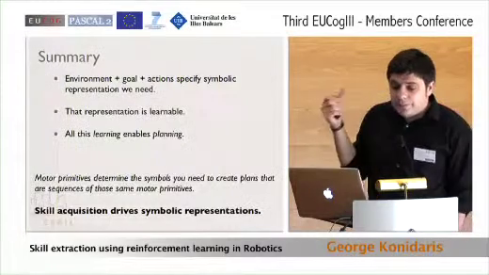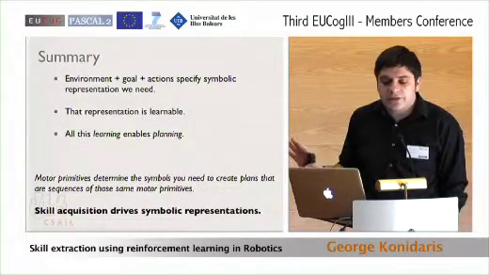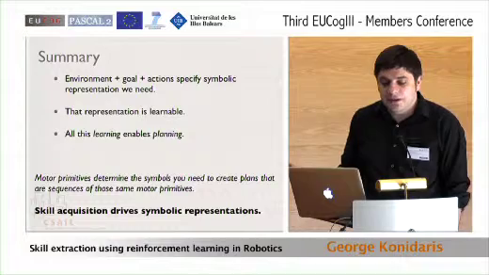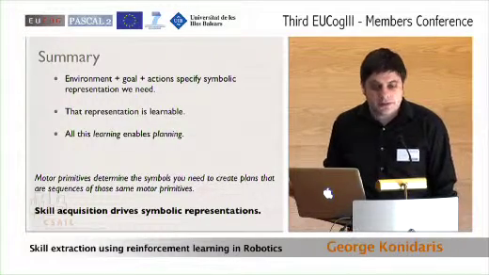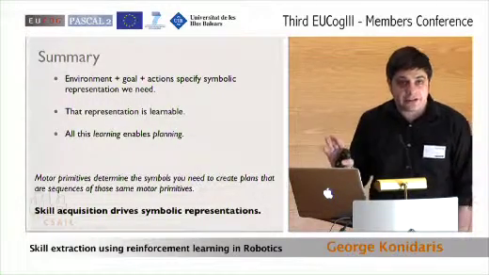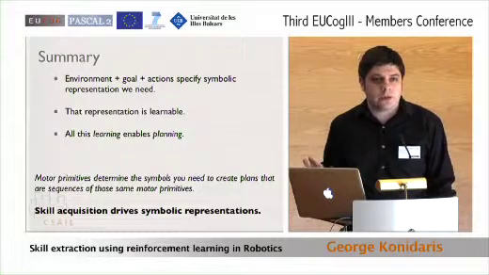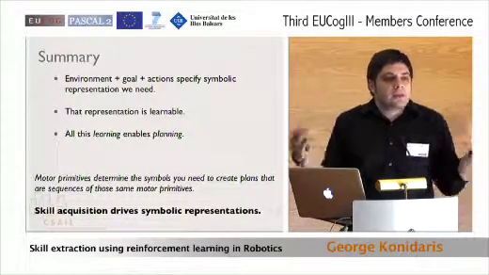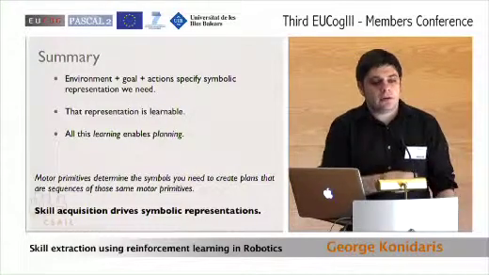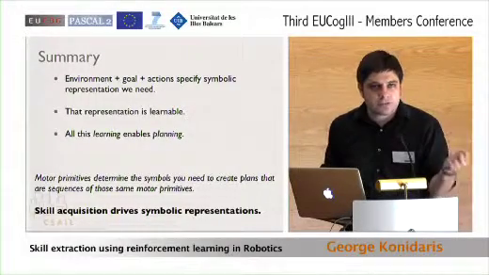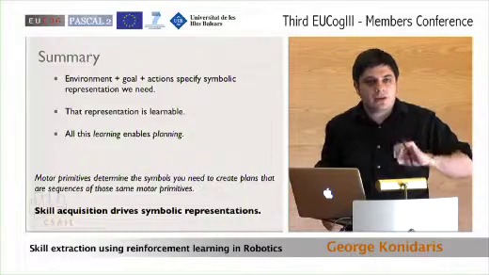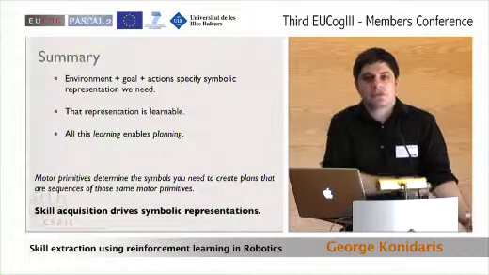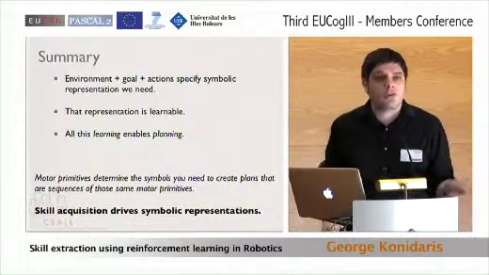So to summarize, the environment and goal and actions specify the symbolic representation we need completely. That representation is learnable because it's now precise and clear which exact symbols you want. And all this learning enables planning. That is, we're going to start with an agent that doesn't know enough about the world to plan. We're going to do skill acquisition, pick up a bunch of skills, and then create the necessary symbolic representations to plan using those skills, all from the bottom up.